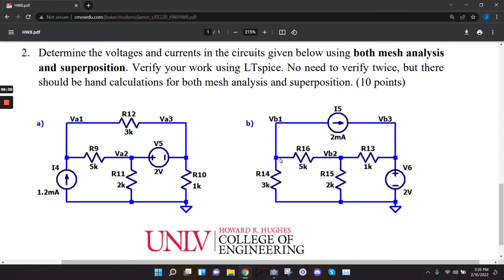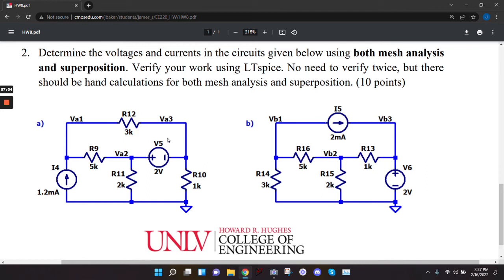What's up? So you can use superposition to find out all the voltages? Yes, good question. So originally I was like, find VA2 using superposition. Say I'm going to do superposition for this problem. The first thing I'm going to do is get rid of this current source. I'm going to open it, and I'm going to find VA2, VA1, and VA3. And then I'm going to get rid of the voltage source, and I'm going to do the same thing. They will add to be the same voltages.